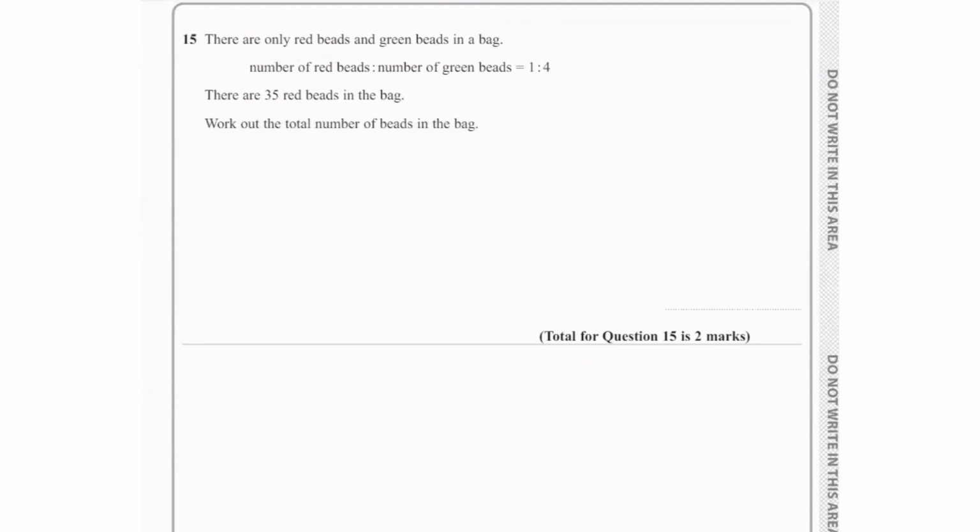Question 15 says there are only red beads and green beads in a bag. The number of red beads to the number of green beads is 1:4. There are 35 red beads in the bag. Work out the total number of beads in the bag. So if there are 35 red beads, 35 over the total number of beads equals 1 over 1 plus 4.